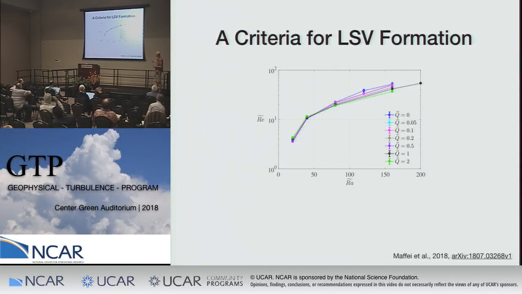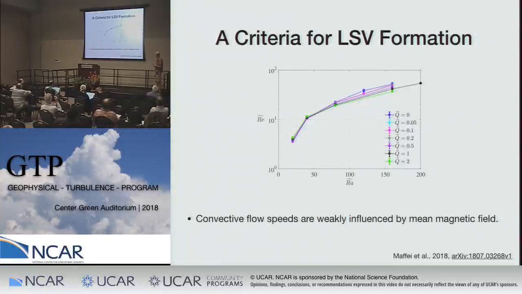But with the magnetic field, this is no longer a good indication of where the large-scale vortex forms. The other thing you'll notice is that the convective flow speeds are only weakly influenced by the magnetic field. So it's not just that the magnetic field is damping all the motion. It's actually disrupting the nonlinear transfers.